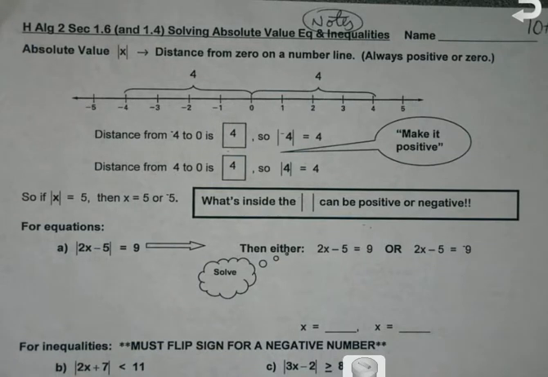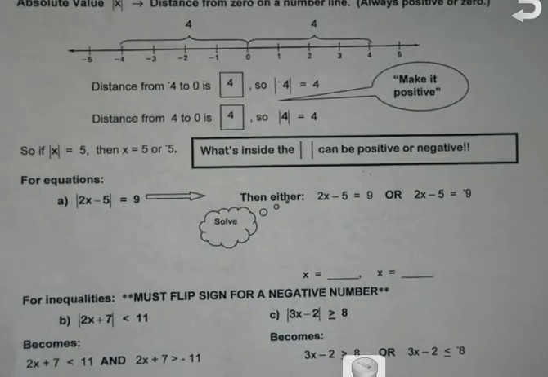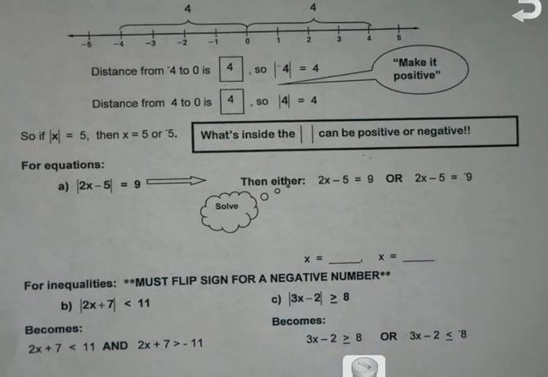So let's kind of watch this because this whole positive and negative thing can get to be a little bit of an issue with these. All right, so we have an equation. The absolute value of 2x minus 5 equals 9. We're always going to split these into two equations. That is never going to change.